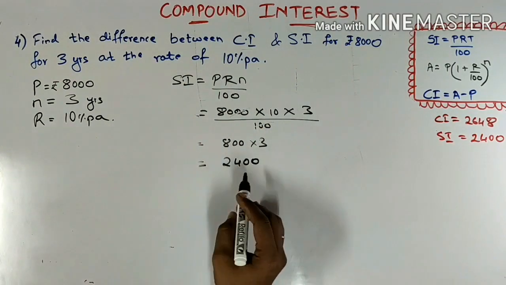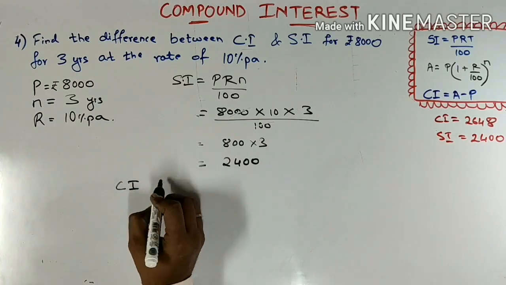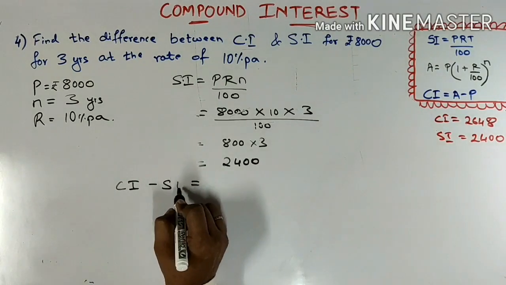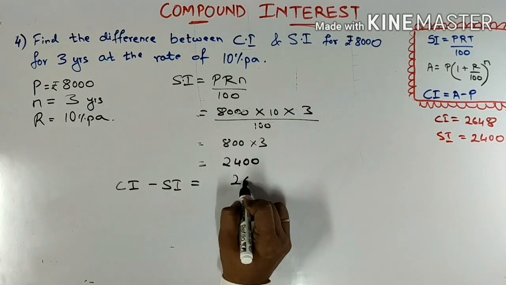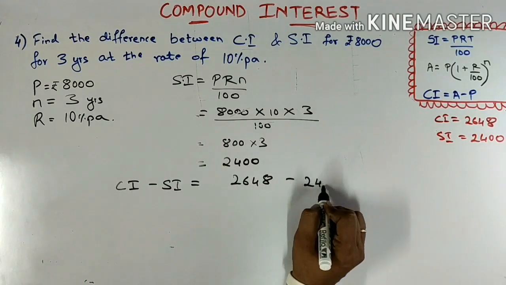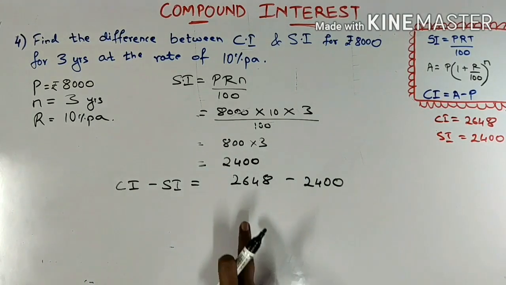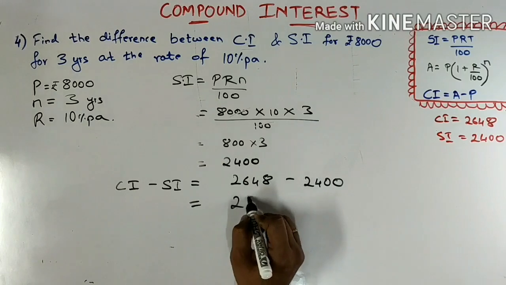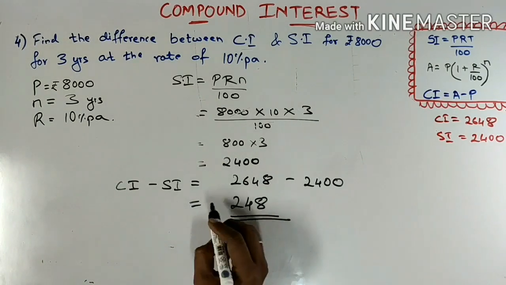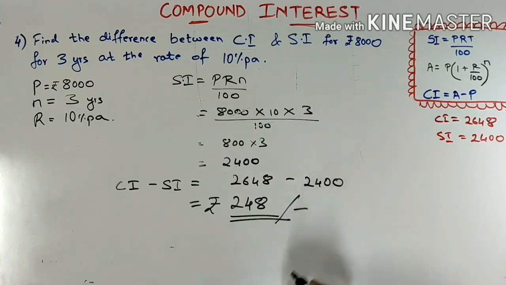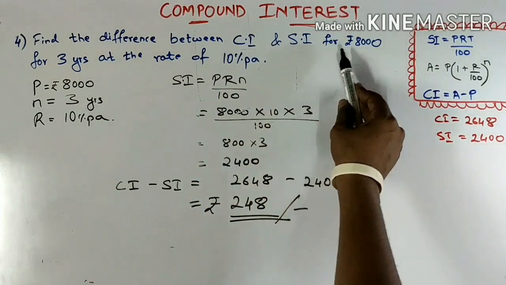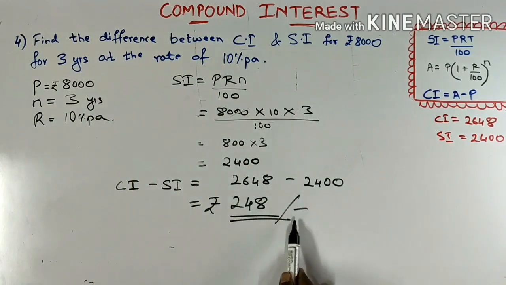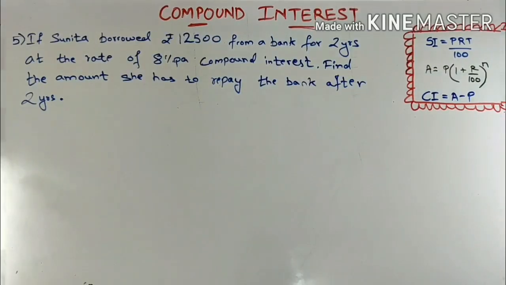So as we see over here, simple interest is 2400, and the question says find the difference between compound interest and simple interest. So obviously compound interest is more and must be more. So compound interest minus simple interest is nothing but 2648 minus 2400. That gives me around 248 rupees. So the difference between compound interest and simple interest for 8000 rupees for 3 years at the rate of 10% per annum is rupees 248.